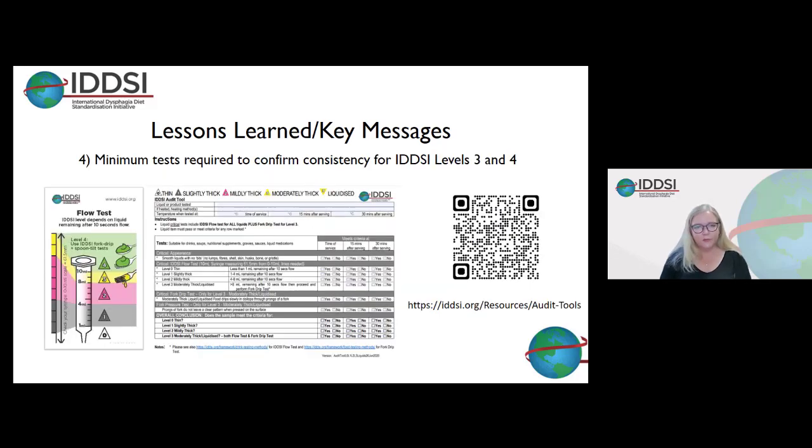A fourth key message or lesson that has been emerging from the literature regarding IDDSI and its use in research is around the testing that is required to confirm the label of a product that falls in and around the zone of levels 3 and 4. And perhaps a better way to frame this lesson that we've been learning is that not all liquids that are thicker than level 3 are level 4.